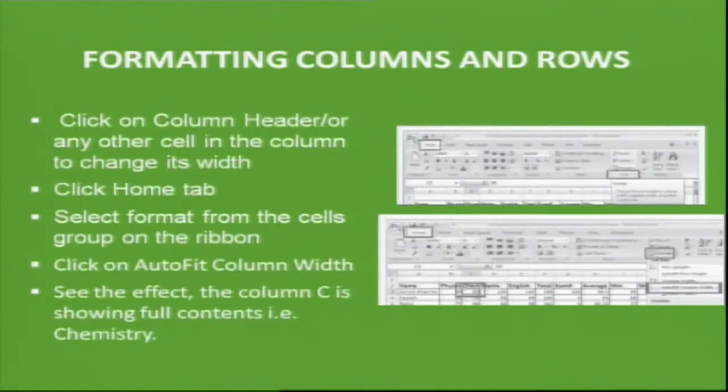We can see the effect here in the data. There are two screens, so whatever change we have applied, whatever format we have done, you will be able to see it on column C. We can see the effect on column C, which is showing the full contents, that is, the chemistry content is getting displayed fully. Earlier it was not getting displayed. So when you do AutoFit, it will display the whole column properly.